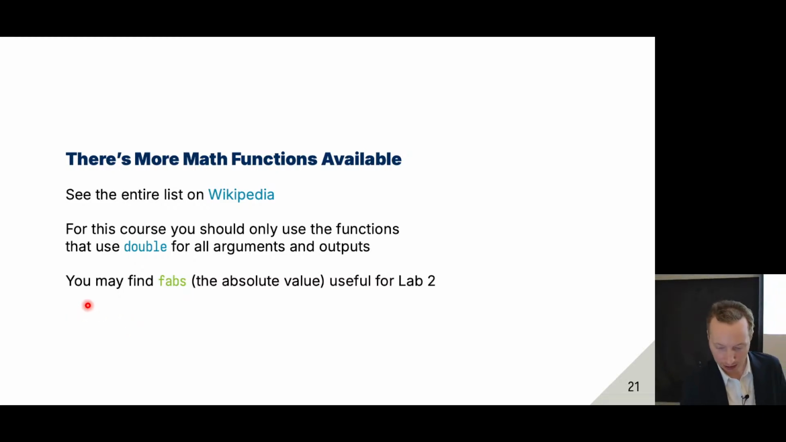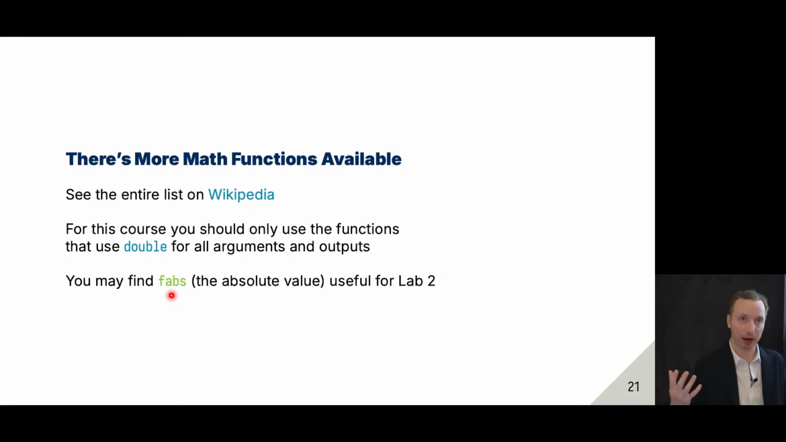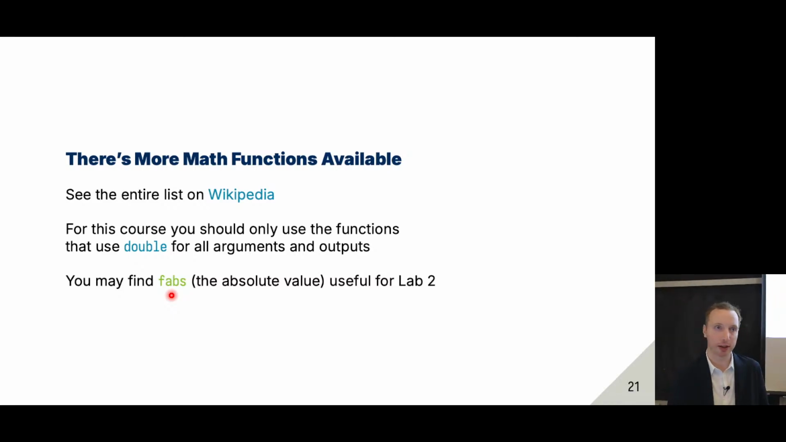And for lab 2, you might find this fabs useful. That is the function to find the absolute value of a double. So for lab 2, you should use that function. It just takes a single argument and returns a double, just the absolute value.